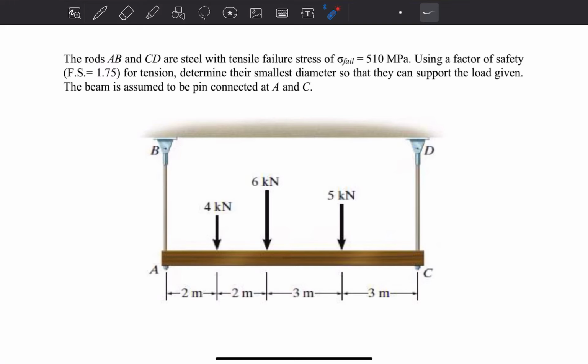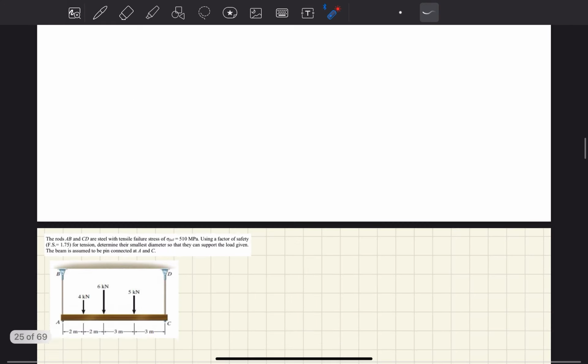Okay, welcome to the second example. In the chapter on stress, the question reads: the rods AB and CD are steel with tensile failure stress of 510 megapascals. Using a factor of safety of 1.75 for tension, determine their smallest diameter so that they can support the load given. The beam is assumed to be pin connected at points A and C.